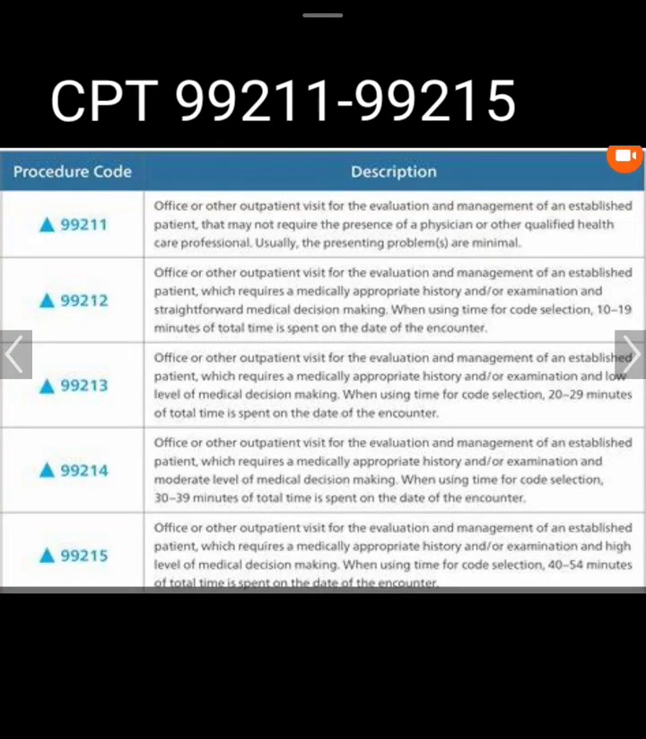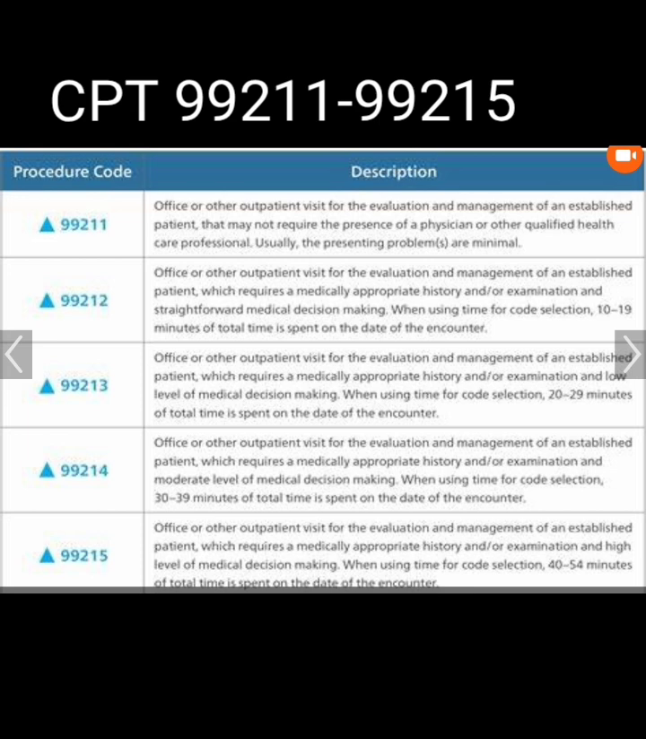In this video, we are going to talk about procedure codes 99211 through 99215. All right, so to be very honest with you, in my practice, we do not use 99211 because that code does not require the presence of a physician or NP or PA or any other qualified healthcare professional. And all of our patients do see a healthcare provider.